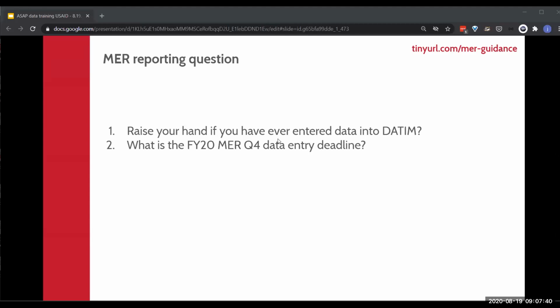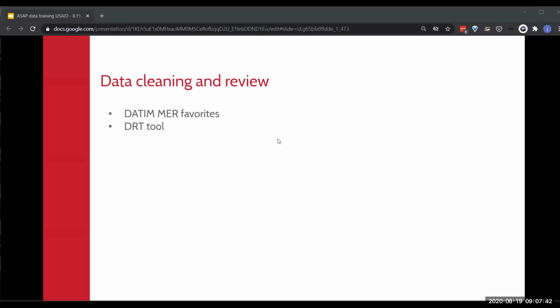So now we're going to talk about data cleaning and review. We're going to cover 2 ways that you can use the system and the tools that we have to do data cleaning and review. And again, I'm really just going to touch on these things to introduce them to you. With the time that we have, we don't have the ability to go very in depth with these, but I am going to introduce them so that you know that they're there, that these things are accessible to you, and that you can use them.